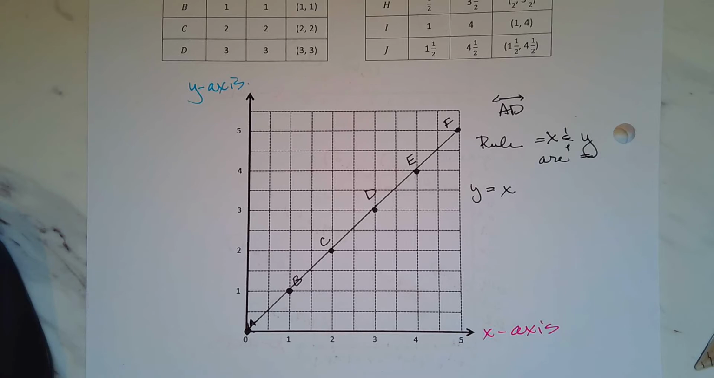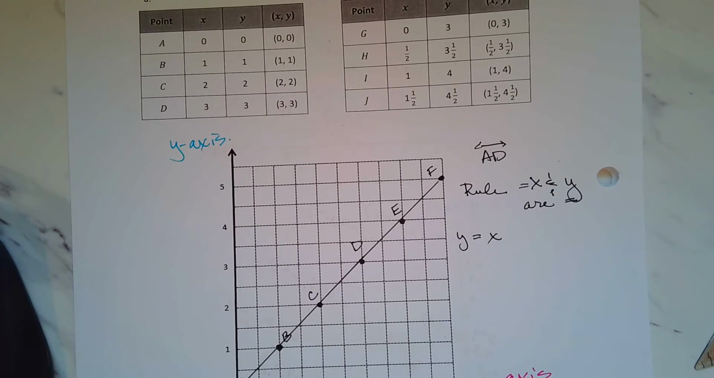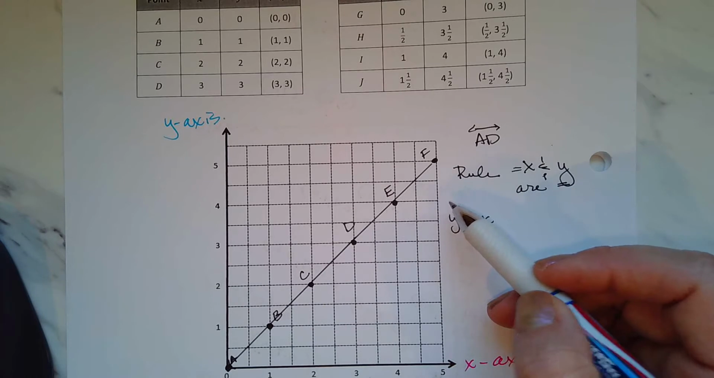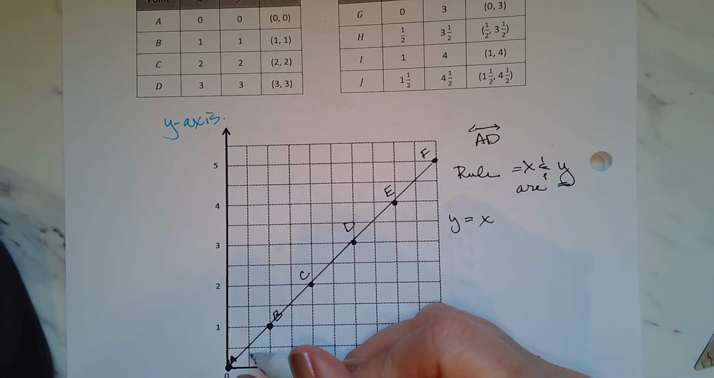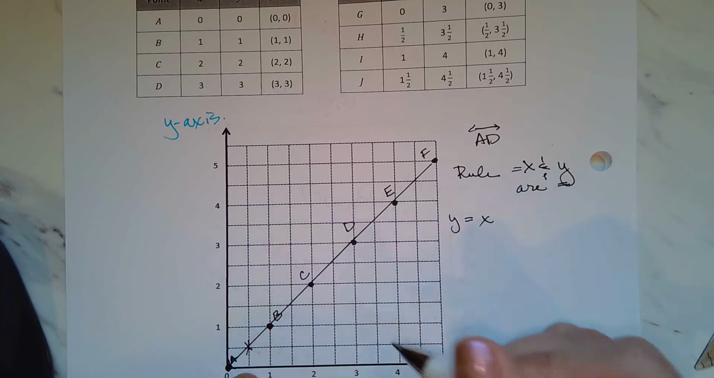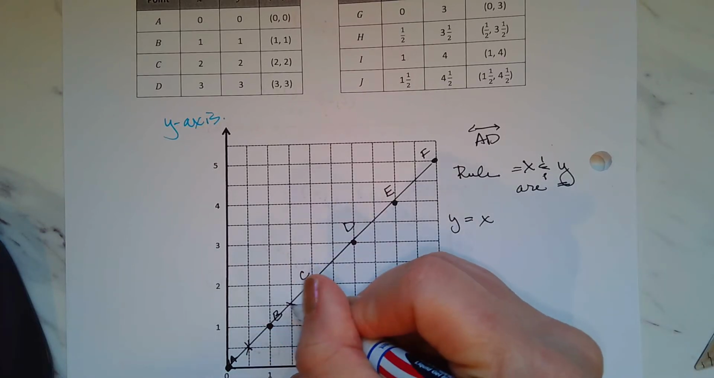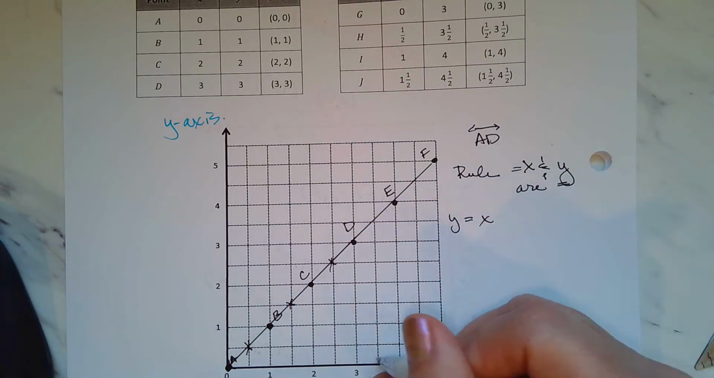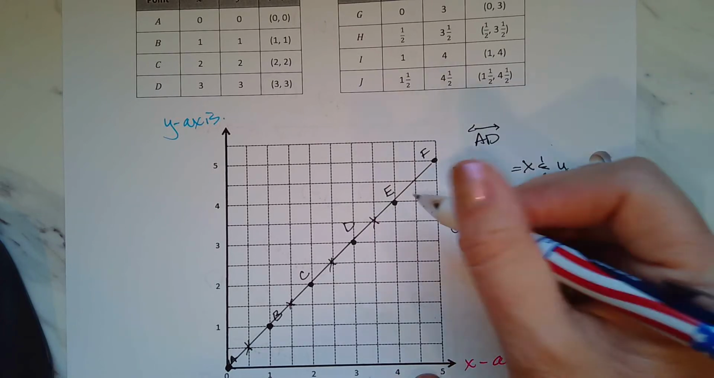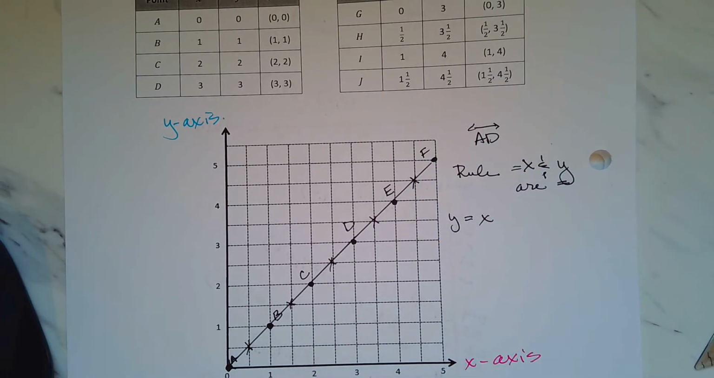So, show me a point on AD whose coordinates are mixed numbers. Could we do 1/2 and 1/2? Could we do 1.5 and 1.5? 2.5 and 2.5? 3.5, 3.5? 4.5, 4.5? Yes. So that is also on the line AD.